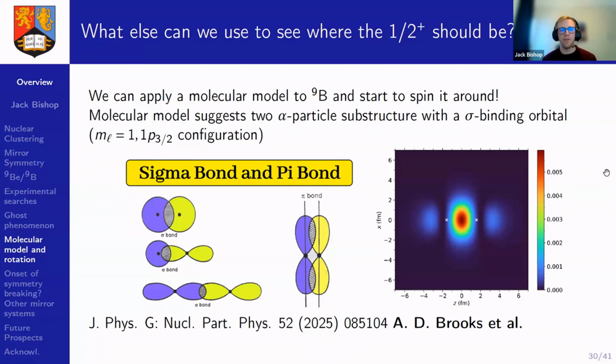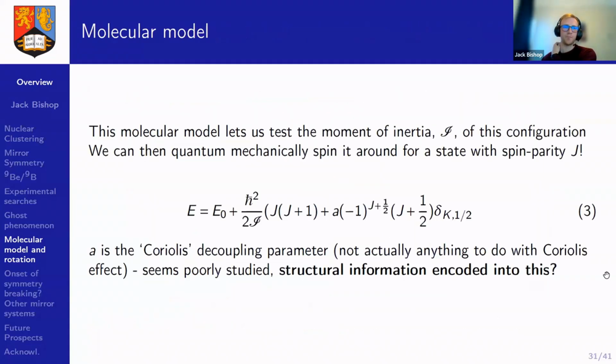And what we did in the paper that is listed down below, also published earlier this year, is we started to think about what we can do in terms of showing that it has to be at 1.8 MeV. So what we can do is take this molecular model. We've got an idea of what it actually physically looks like. We know what the density profile looks like. And this allows us to test a very useful parameter, which is the moment of inertia.